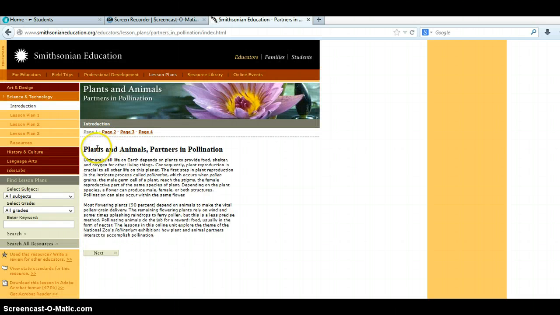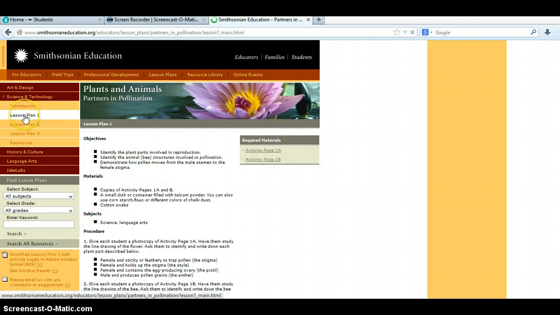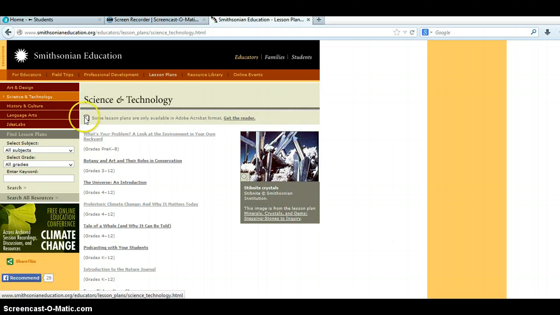Another one that I really liked was the plants and animals, and there are more than one lesson, but if we just go into the first lesson, it talks about the reproduction of plants and also how bees help in the pollination of that. So there's a lesson that will help with that, but there's also activities involved in this that will help. And then if we go back, there are several different lessons that you can do for any kind of subject material in science.